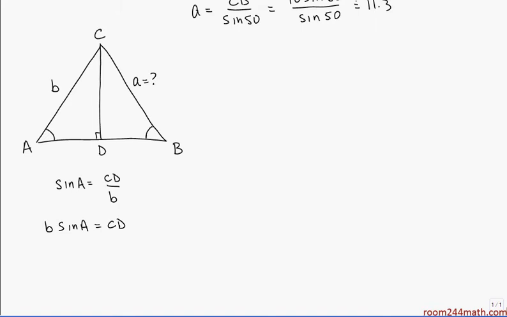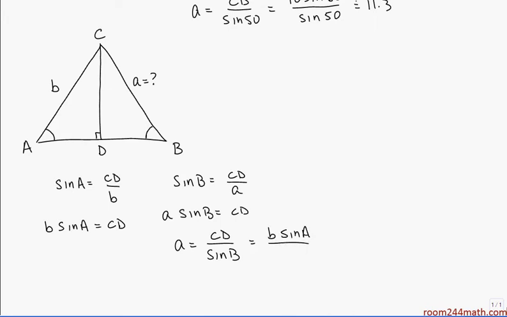Then, working with the right triangle on the right, we said the sine of angle B was equal to the opposite over the hypotenuse. And we multiplied both sides by a, and then divided both sides by sine B to get an expression for a: CD over sine B, and we knew what CD was. It's this thing over on the left, b sine A. And there we have our formula for side a. It's b sine A over sine B.